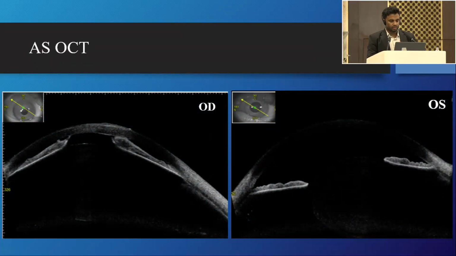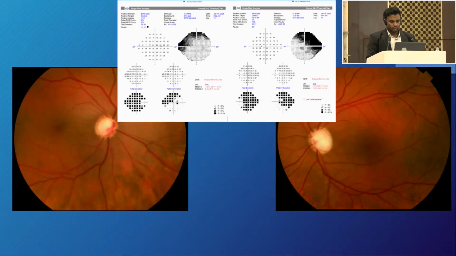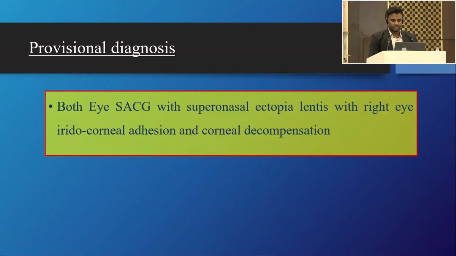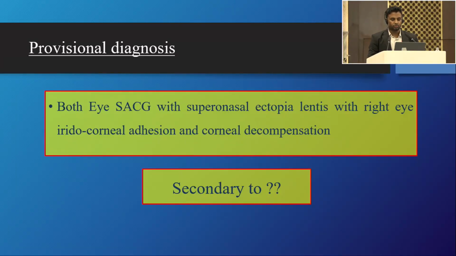We got an AS-OCT, and in the right eye we can see there was practically no anterior chamber, and the entire iris looked like it was plastered to the cornea, and the angle was totally obscured. In the left eye, it was normal, except there was slight subluxation. We can see it faintly in the lower part of the image. The glaucoma was advanced in both the eyes with advanced glaucomatous optic nerve head changes with corresponding visual field defect and OCT RNFL changes. So we made a provisional diagnosis of both eyes secondary angle closure glaucoma with supranasal ectopia lentis, with right eye iridocorneal adhesion and corneal decompensation. But the question was, it was secondary to what?